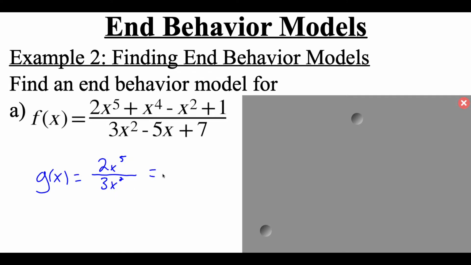Now we can simplify this down. 2 divided by 3 doesn't really simplify down, so I'm just going to leave that as 2/3. But then if I take x to the fifth and divide it by x squared, I'm going to get x cubed. So this g of x function, since it was built by looking at the end behavior of the numerator and the denominator separately and then reducing that down, where it's 2/3 x to the third, is going to be a good end behavior model for that original, more complicated rational function.